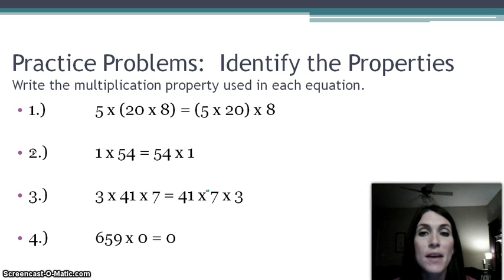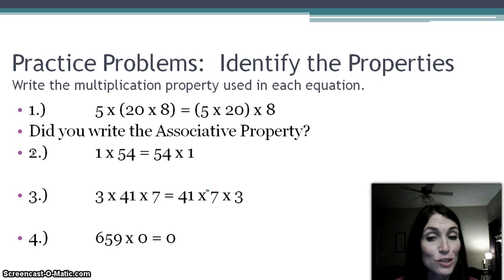Practice problems. Identify the properties. Write the multiplication property used in each equation. So take a look at equation number 1. Is this an example of the 0 property, the identity property, the associative property, or the commutative property? Take a look back in your notes before you answer. Press pause, write your answer down, and then press play when you're ready to check.